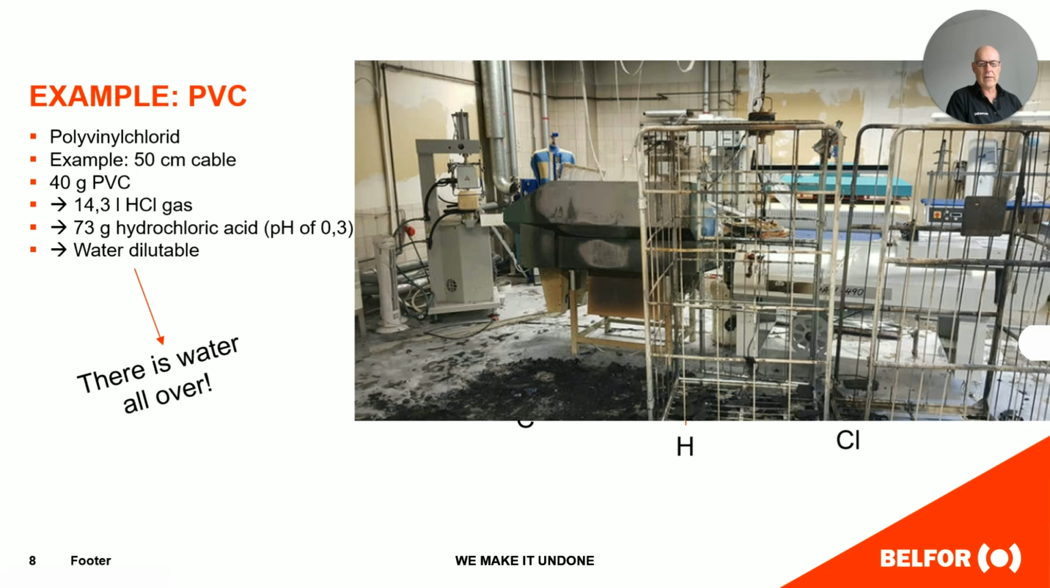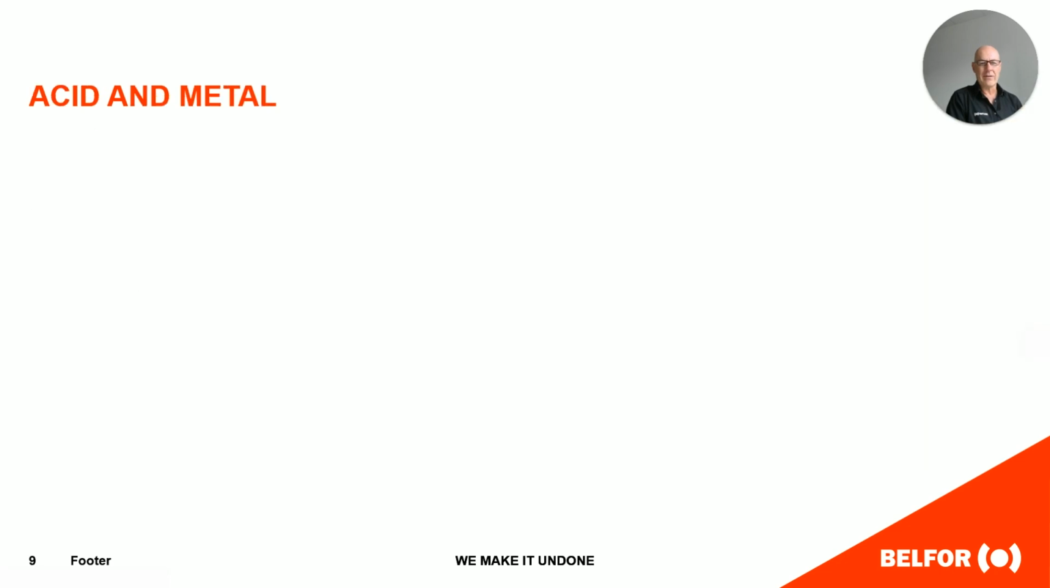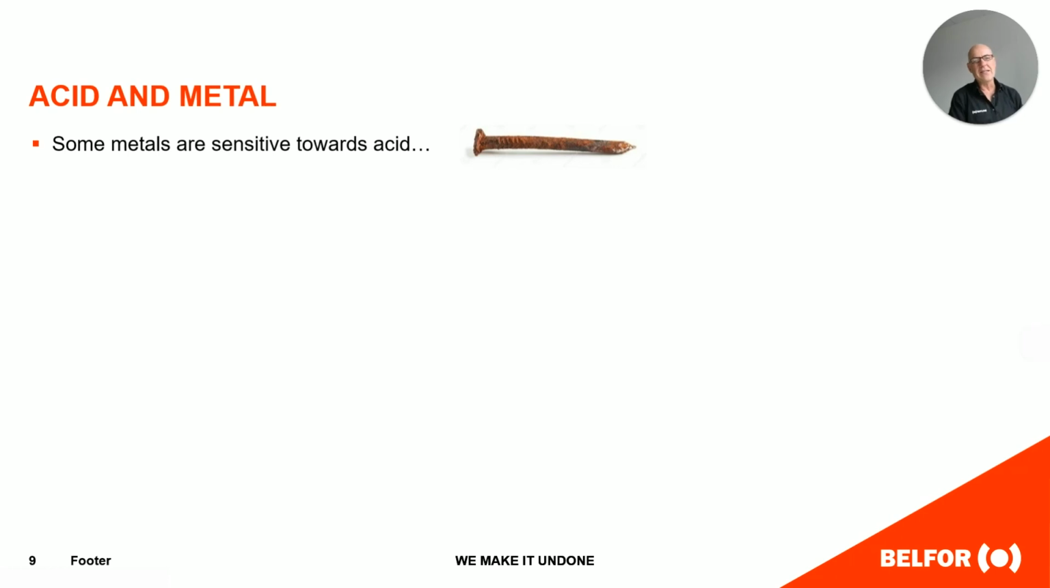So now we must have a look at what is happening with all this metal. What happens when you bring together acid and metal? Some kinds of metal are sensitive towards acid. And you might see the sensitivity here, this is just a nail. But on the nail you see something you all know, this is corrosion.